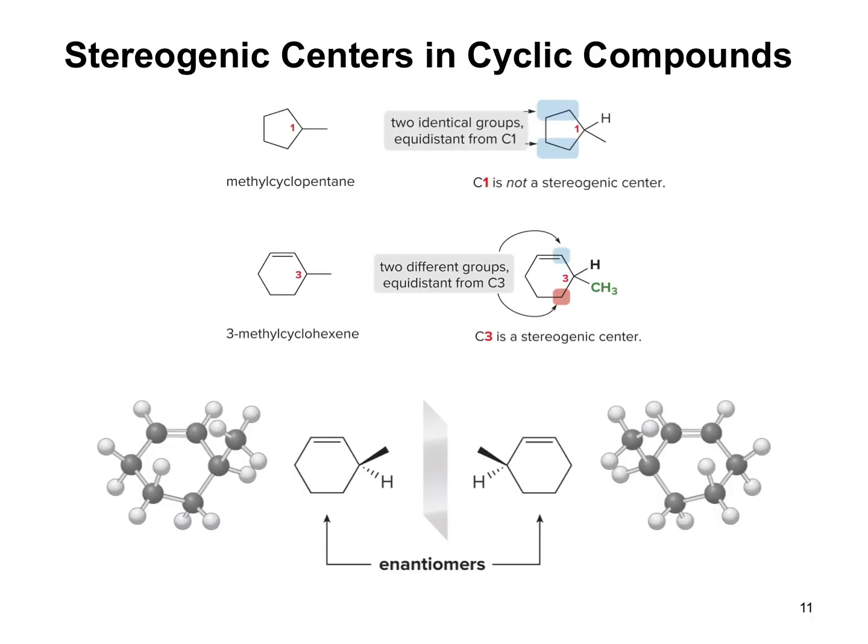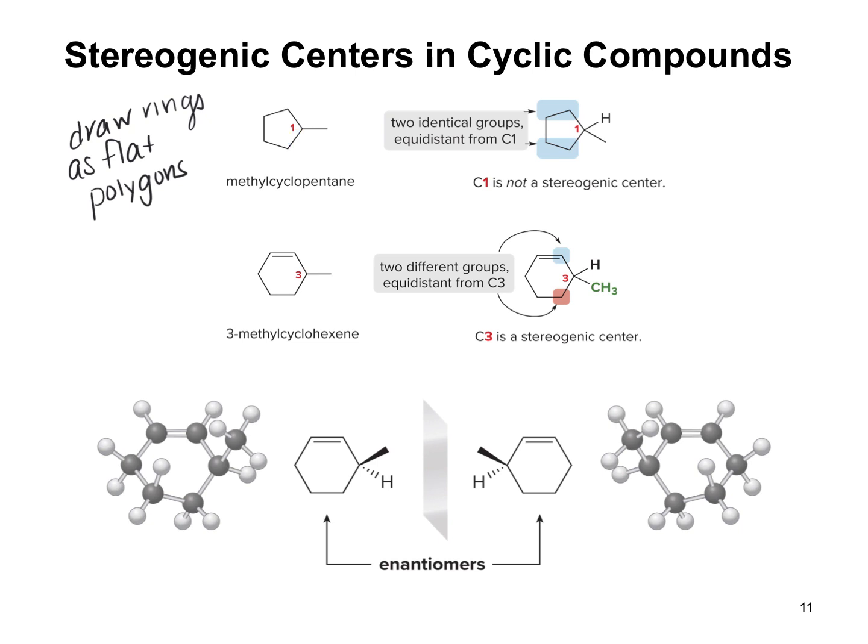You can also have stereogenic centers in cyclic compounds. So, for example, we see here, this is methyl cyclopentane. And the big hint here is you always need to draw the rings as flat polygons. And then that will help you look for the tetrahedral carbons that are bonded to 4 different groups.